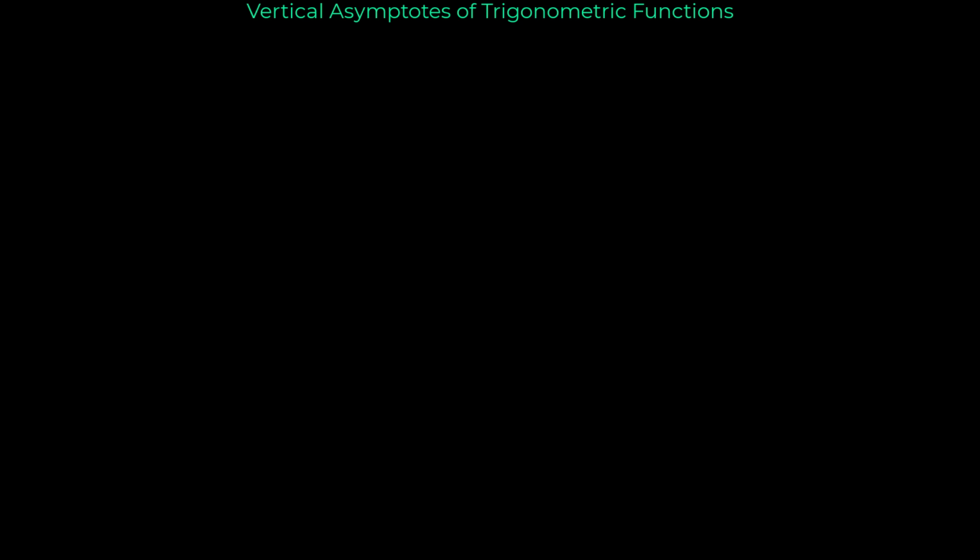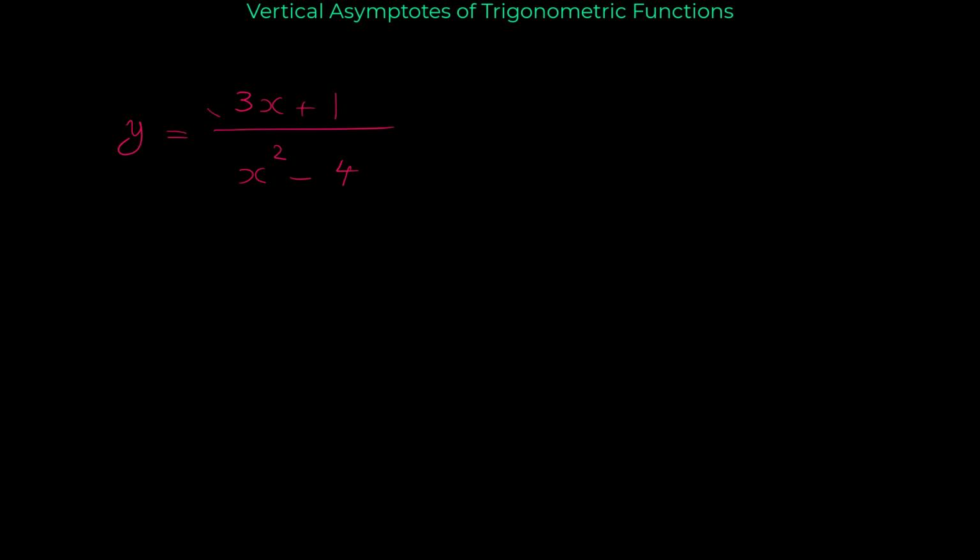In this video, we want to learn how we can find the vertical asymptotes of trigonometric functions. Before we start, let me remind you that we are finding vertical asymptotes mostly for rational functions. Functions like this, 3x plus 1 over x to the 2 minus 4, for example. This is a rational function.